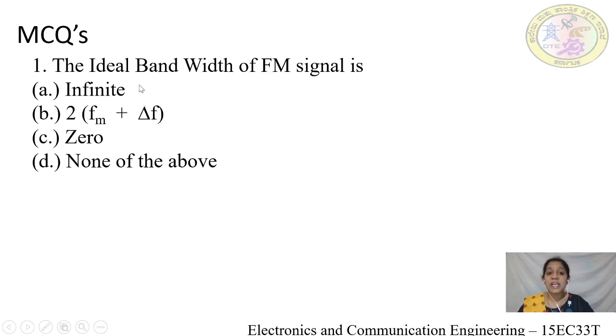Yes, the ideal bandwidth of an FM signal is infinite. Option A is the correct answer, because an FM signal has a carrier along with an infinite number of sidebands. Hence, for transmission of such signals, we require infinite bandwidth. But using Carson's rule, we limit the transmission bandwidth to 2 times fm plus delta F. But the ideal bandwidth is infinite. Option A is the correct answer.